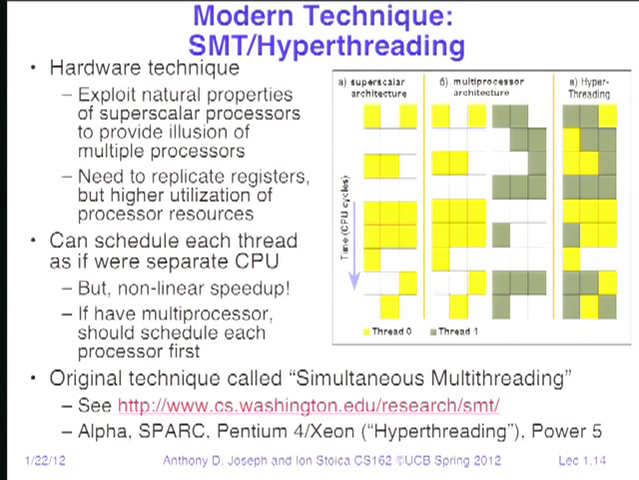Good question. What is the average speedup? It's going to depend on the various threads' demands for ALUs.